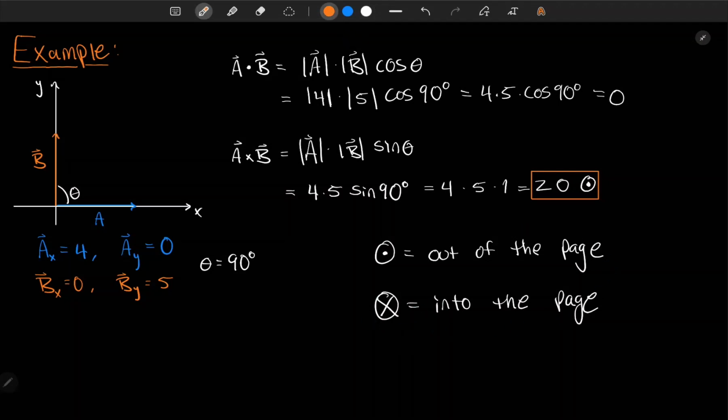But regardless, what we found is the dot product of A and B is 0, which is a scalar, and A cross B, the cross product between the two vectors, is 20, and the direction is out of the page. So it points towards you, out of the page. And this concludes this video covering vectors and scalars as they appear on the MCAT.